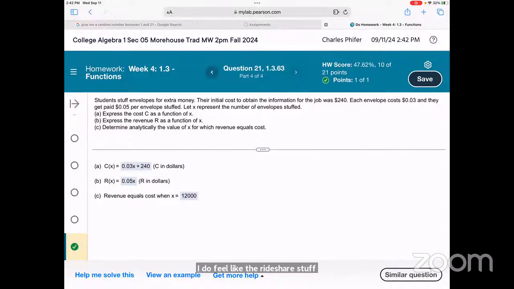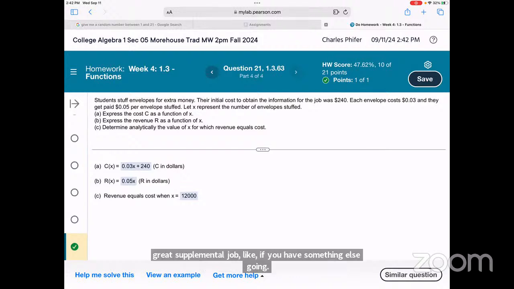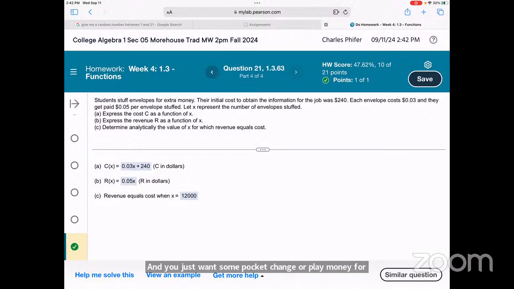If you have something else going and you just want some pocket change or play money for random stuff like food or gas or whatever, I think it's perfect for that. But beyond that, it should just be play money that you do not depend on. Because the moment you depend on it, they're going to change stuff up, and they're trying to get you to work for the least amount of pay, and it's just not worth it.